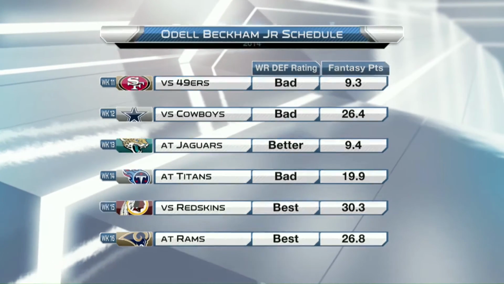So the algorithm actually spit out that he was the number 1 receiver. Even though he finished 5th in wide receiver points, the fact that he was able to do some damage against some difficult defenses, the algorithm spit out that he was the number 1 receiver coming out of last year. Yeah, 5th in points, 1st in your heart.